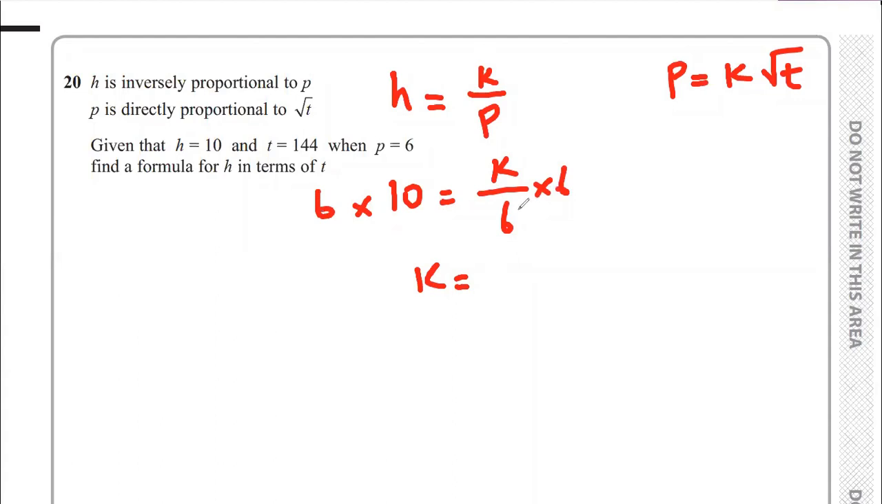That would mean that this 6 and 6 get cancelled. So what do you think K is equal to? K is equal to 60. So which means what we can do is I can substitute this value back in there.